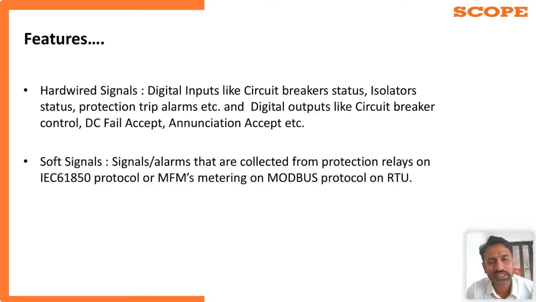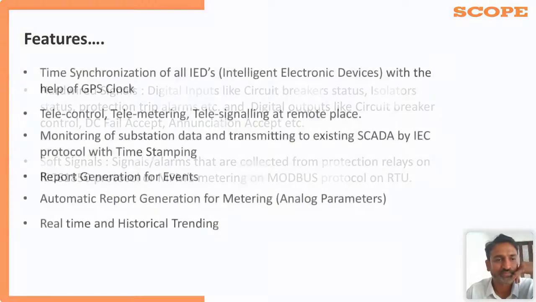But the soft signals are normally all this MFT data, because it is on Modbus. So it will take the Modbus data, CT PT data, and all these things will be sent to the control center. These are the two different signals we normally use in RTUs: one is the soft signal and the other is the hardwired signal.